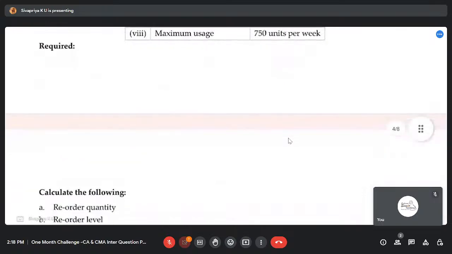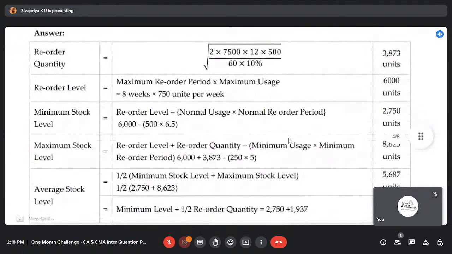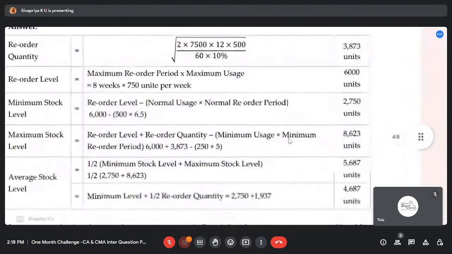Question number 2. Reorder quantity 3,873 units. Reorder level 6,000 units. Minimum stock level 2,750. Maximum 8,623. Average stock. We can calculate it using either of the two methods.